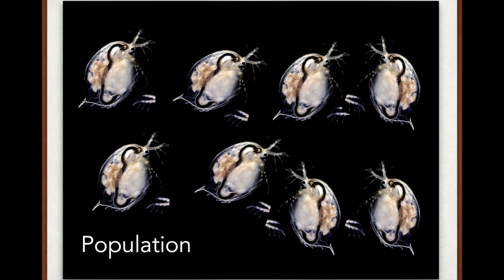Within a community, we find that within a certain species, there are populations. Now, a population is defined as all the members of a given species that are living together and have the potential to interact, maybe reproduce with each other. So in this case, we're looking at a bunch of Daphnia, which are also called water fleas, which are something that you're going to see in the lab. And these are typically found in pond ecosystems, and they are frequently very abundant.